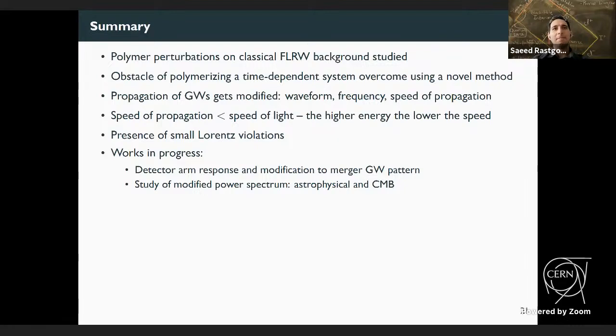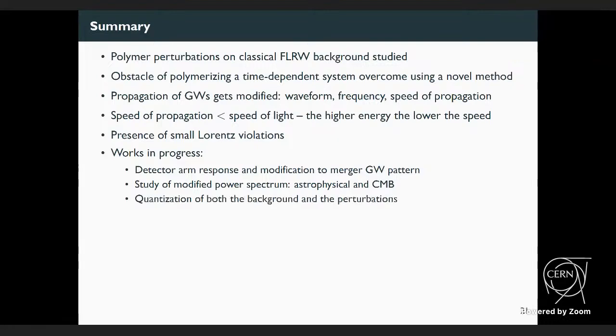The next step is to study the modified power spectrum of the CMB and astrophysical objects. I mean the power spectrum of waves coming from black holes rotating around each other, or neutron stars, and also from the CMB, which is very interesting for us if we are able to do that.